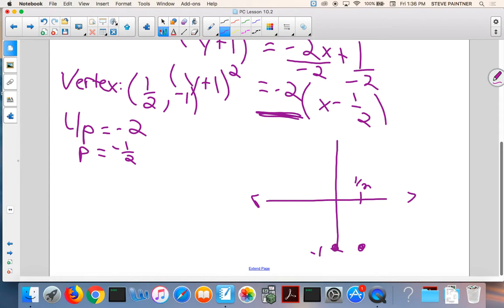Okay, why is Silver saying it's right there? Because it's a negative and it opens to the left. Okay, yeah. We have a negative p value. Remember, our p-values that are negative either open left or they open down. We have y squared equation, which tells us we're opening left. So, putting this all together, we know our p-value is the distance between our vertex and our focus. So we go left 1 half to get to our focus. I'm going to write that up here. Focus, 0, -1.